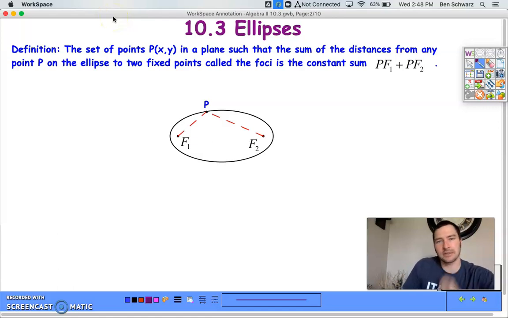Alright, so section 3 of chapter 10, we're learning about ellipses today, which to you probably just look like ovals, but the technical name for them is an ellipse.